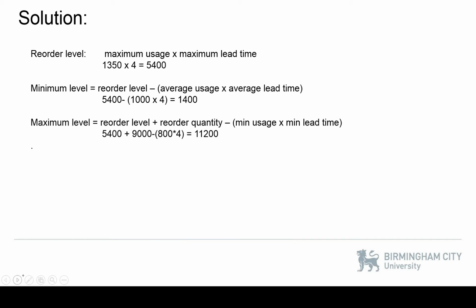And finally we have the maximum level, that's our reorder level, 5,400 plus our reorder quantity, 9,000, minus our minimum usage, which was 800, and our minimum lead time, 4 days. So that gives us 11,200. So again, we have our control limits.